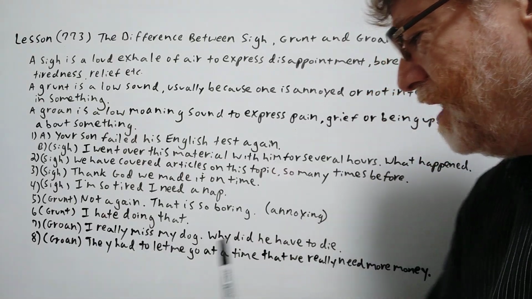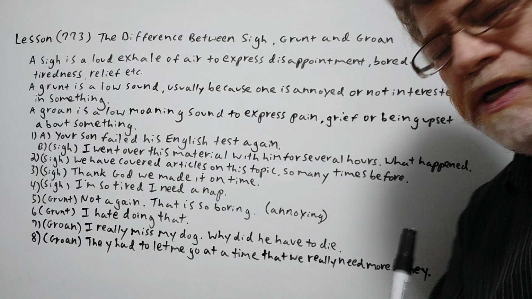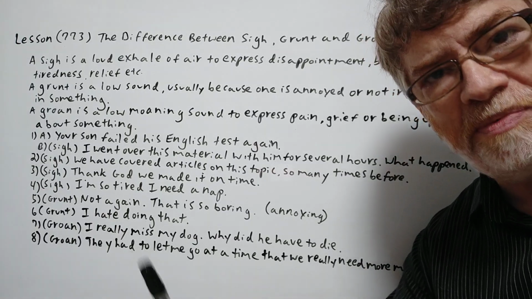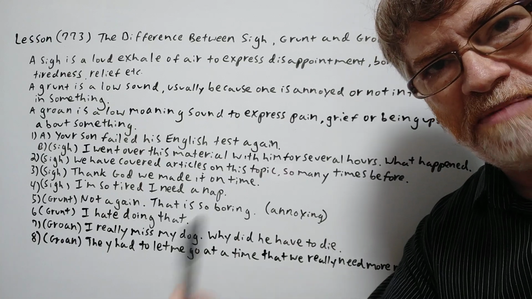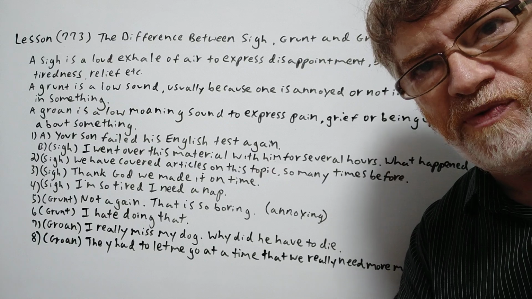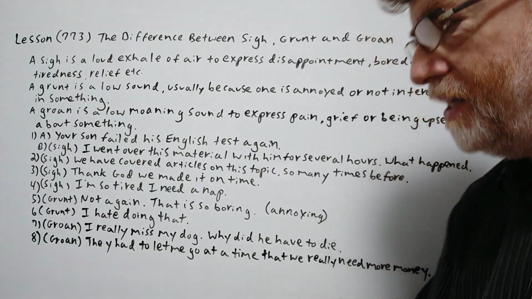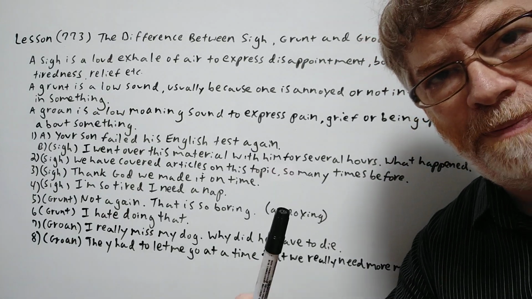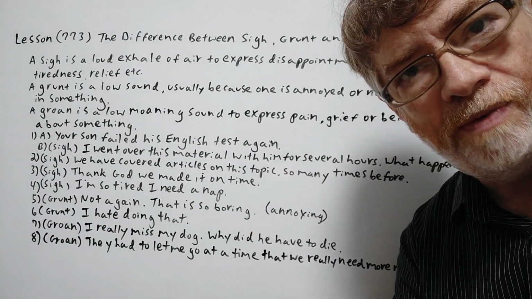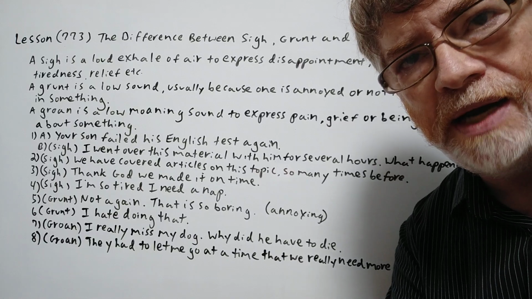Or like, they had to let me go at a time that we really needed more money. So to let someone go, of course, that he got fired. Probably, and they probably need a lot of money, and they needed even more money than they had before, and now they got fired, so they will have even less money. So of course you might let out a painful, sort of a groan.